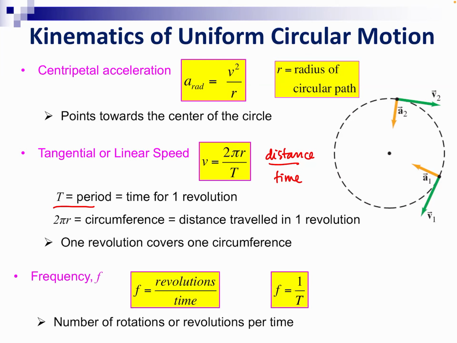Right. We can also define a quantity called frequency, which is the number of revolutions per time, which is just the inverse of the period. If period is the time for one revolution, then frequency is the inverse of this period. It's the number of revolutions per time.